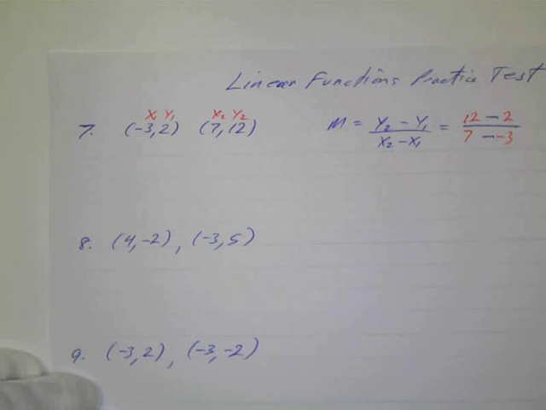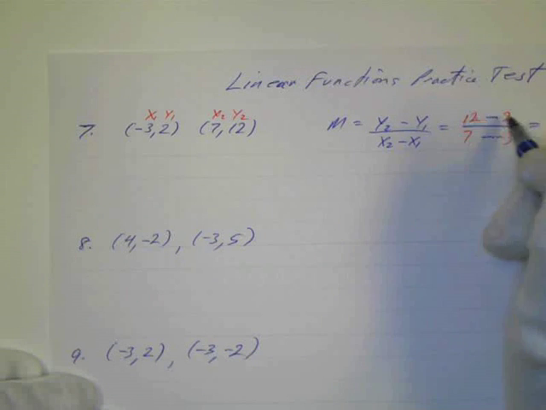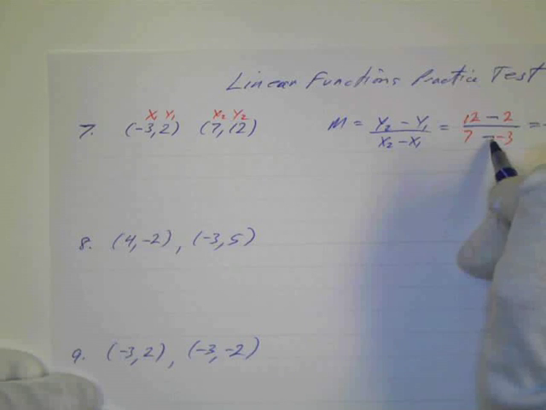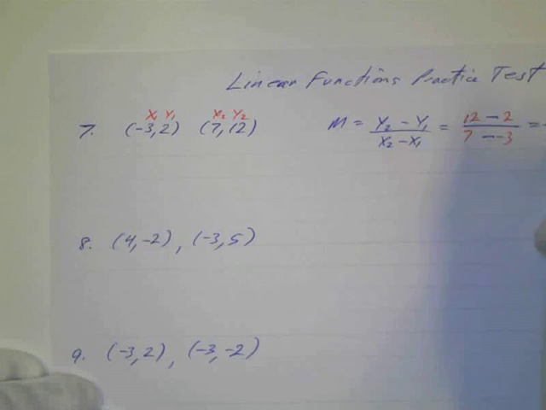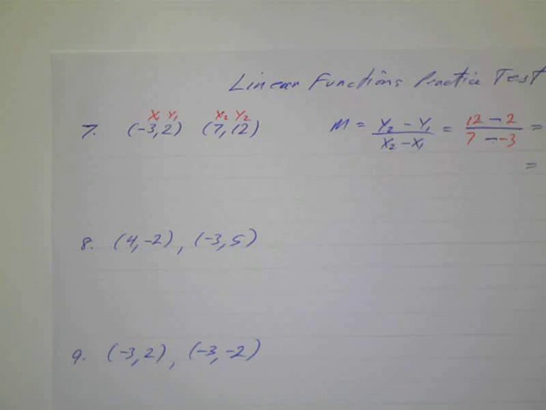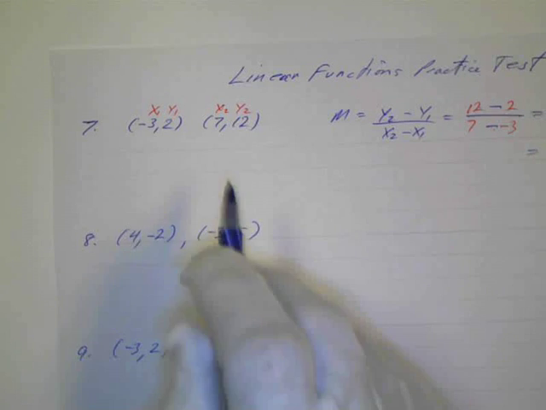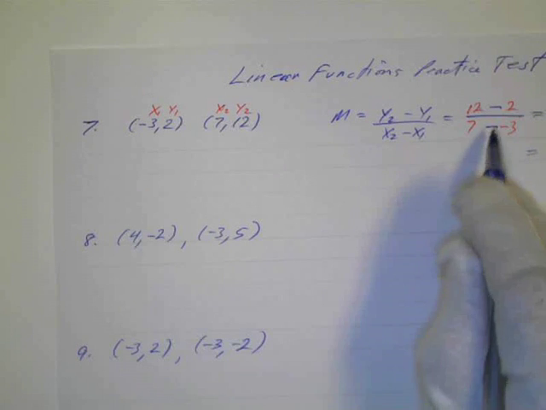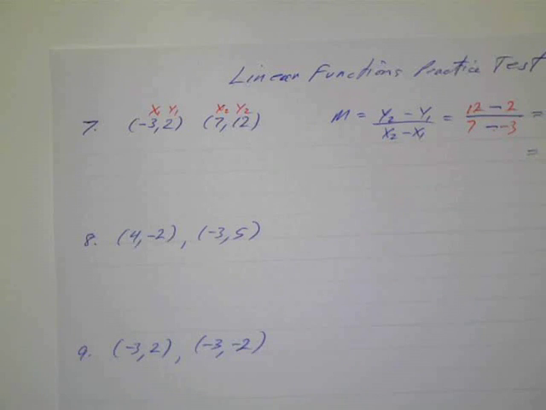And we can simplify that. 12 minus 2 is 10. And 7, a negative times a negative is positive, so 7 plus 3 is also 10. So my slope equals 1. Remember we have a negative sign in the data here and a negative sign in the formula, so you get double negatives.